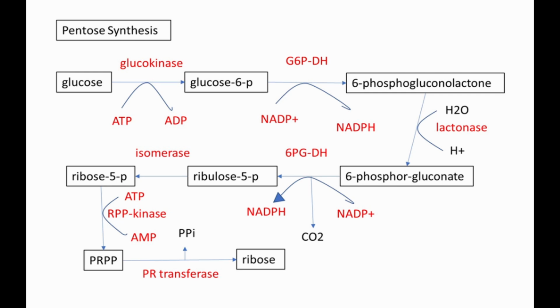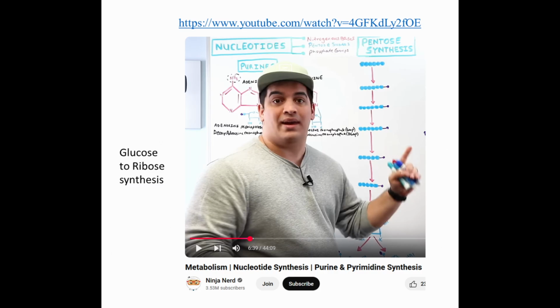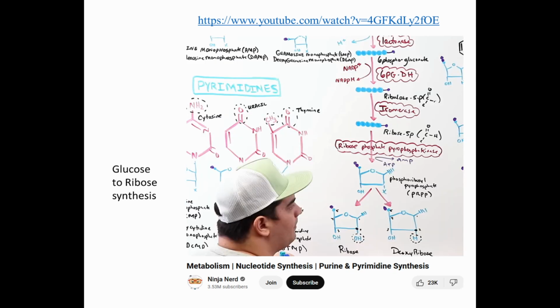Finally, I give the pathway by which cells synthesize ribose from glucose. I don't demonstrate the pathway to bore you. I give the synthesis pathway in hopes you will appreciate how complicated life is even in the transformation from the simple sugar glucose into the simpler sugar ribose. Some students of organic chemistry or biochemistry may find my demonstration useful. I refer professionals to the Ninja Nerd YouTube channel to get a fuller explanation of the details of ribose and ribonucleotide synthesis, at the link I show here.